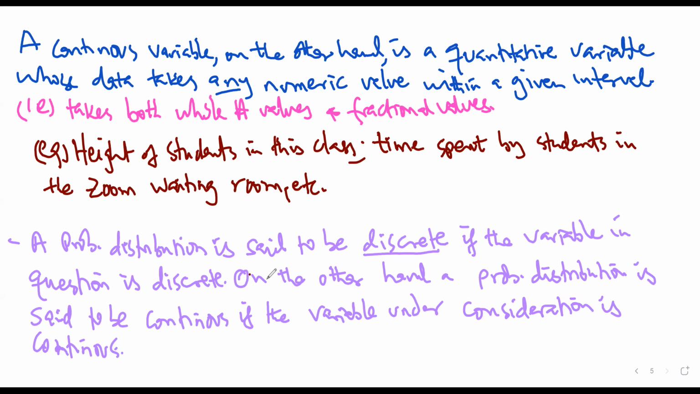Then after differentiating between discrete and continuous probability distributions, now we can look at examples of probability distributions. In this class, we shall only be looking at three examples of probability distributions. That is the binomial distribution, the Poisson distribution, and the normal distribution. So in this class, we should be focusing on those.